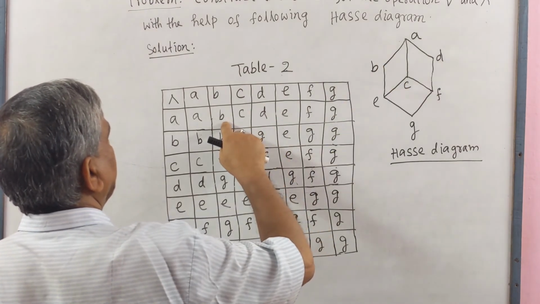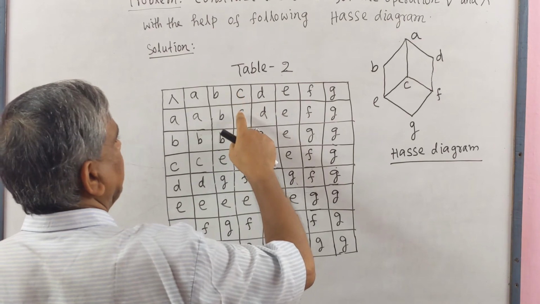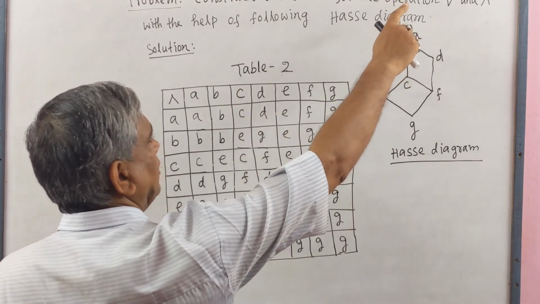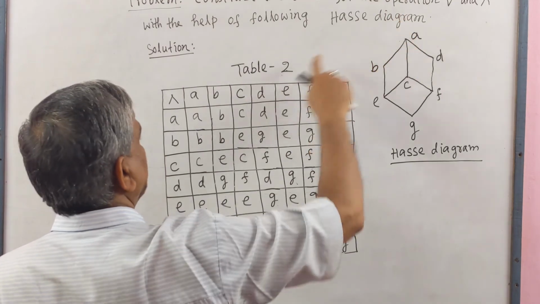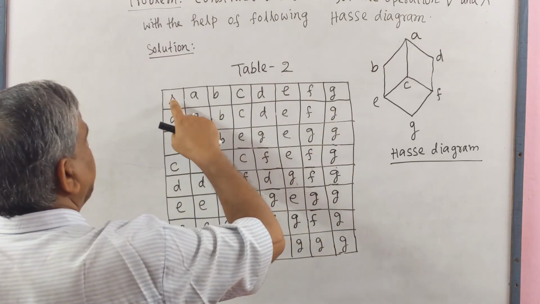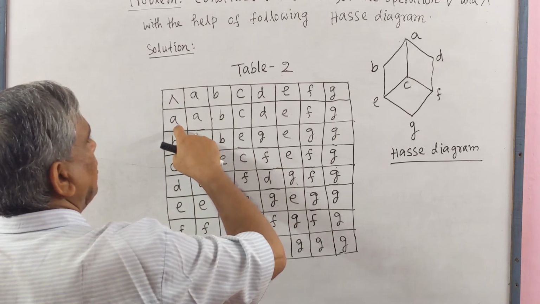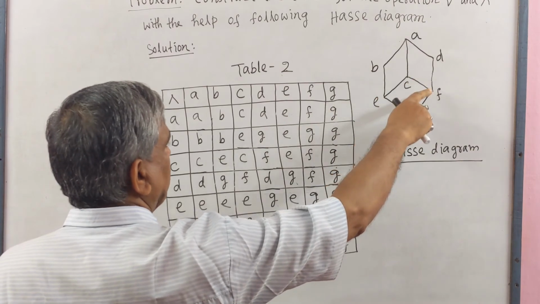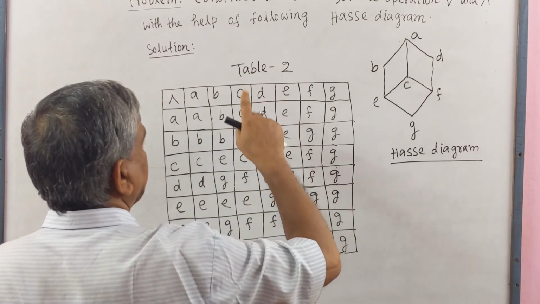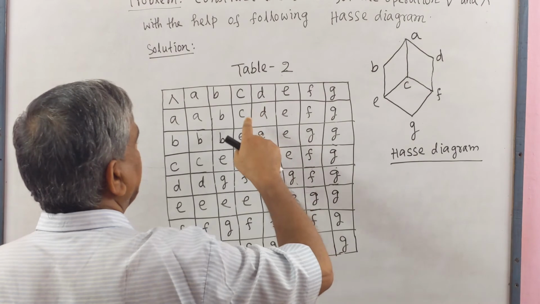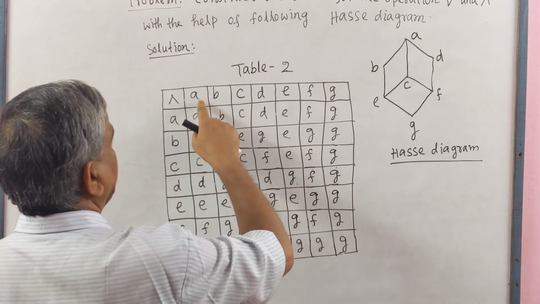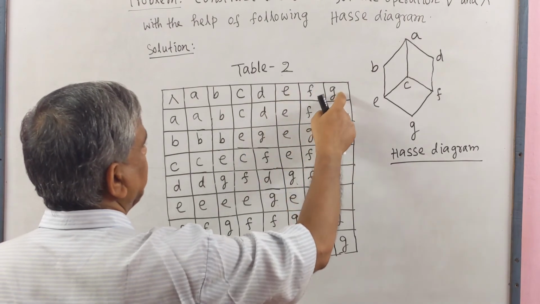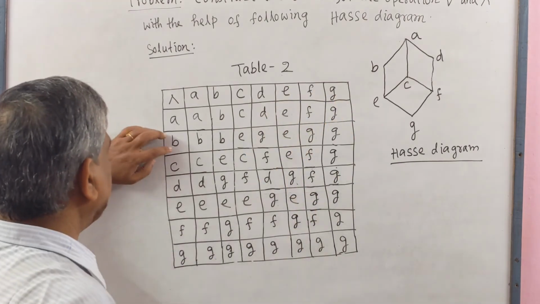So here will be B, A and C. Since A is on the highest level, the meet with A gives the other element. So here A, B, B, C, C, D, D, E, E, F, F, G, G. Now second row.